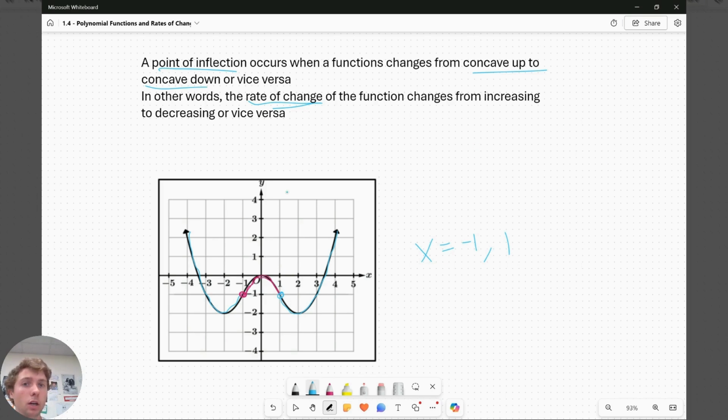Okay, there are some examples for you. Hopefully that helps. That's lesson 1.4.